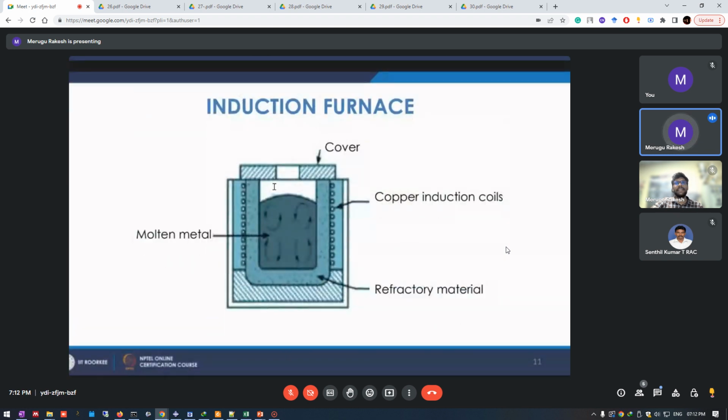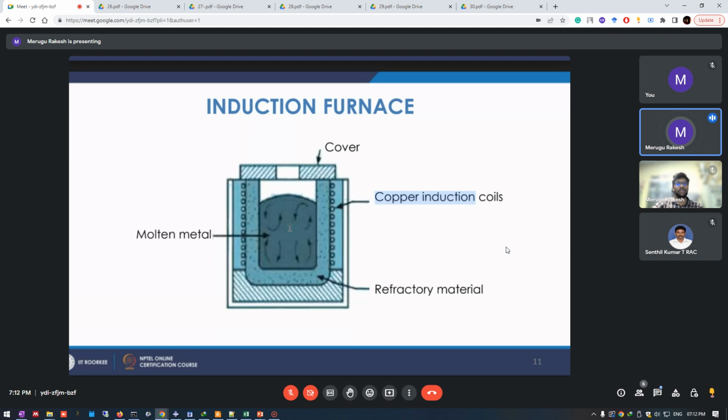Then we have this induction furnace, mainly used for iron. This is based on eddy currents. These are the copper coils. If you see the copper induction coils, they carry current, which will induce eddy currents in the workpiece, which will create heat enough to melt the metal.